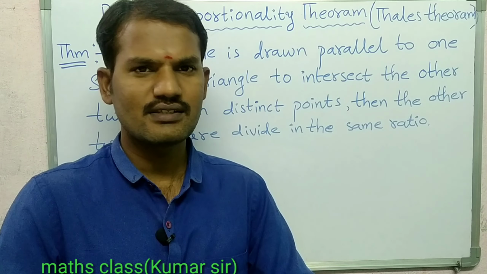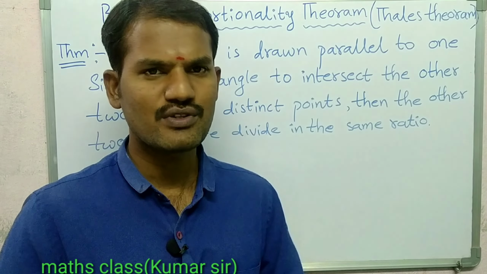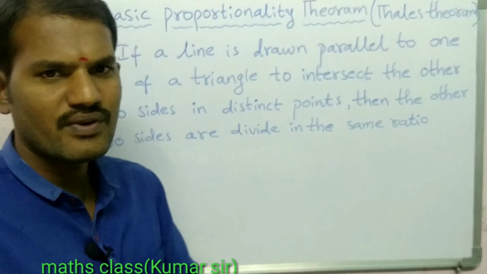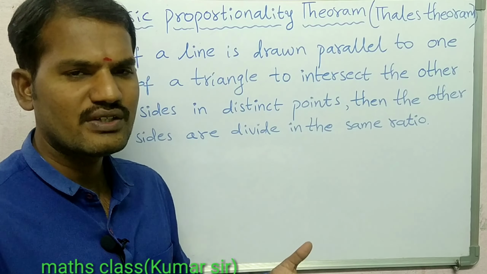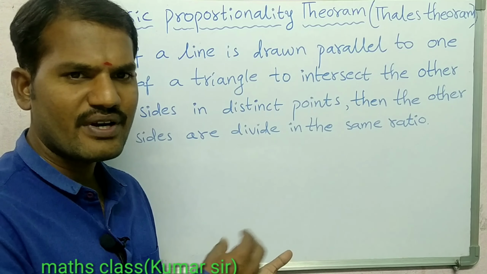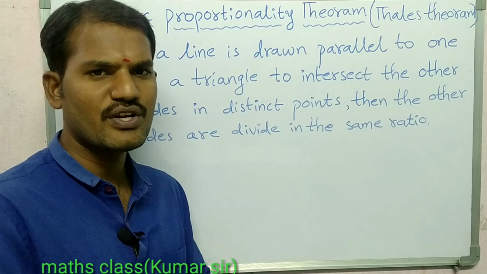Welcome to maths class. Today we are discussing Thales theorem or basic proportionality theorem. Okay, theorem statement. If a line is drawn parallel to one side of a triangle to intersect the other two sides at different places, then the other two sides are divided in the same ratio.